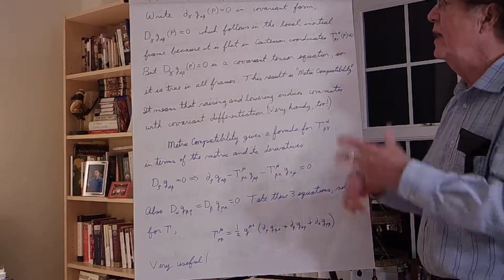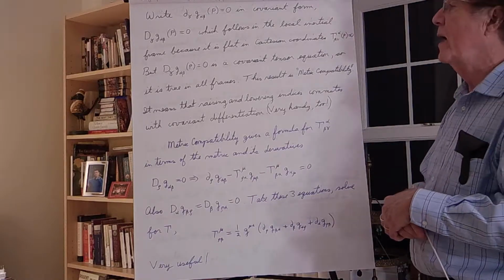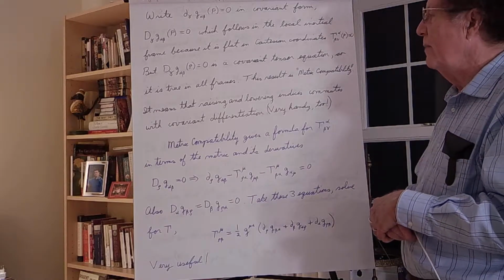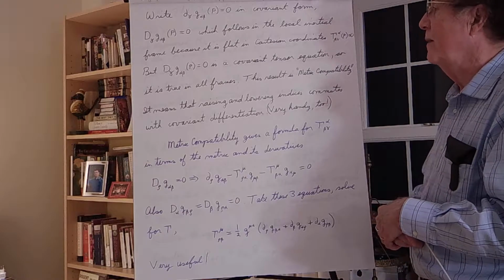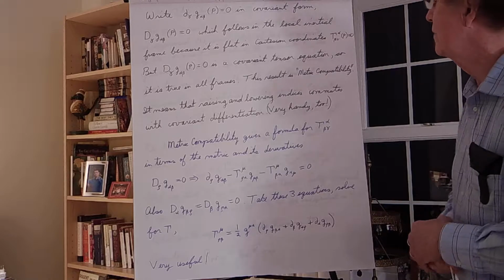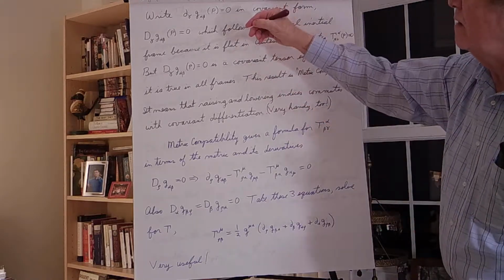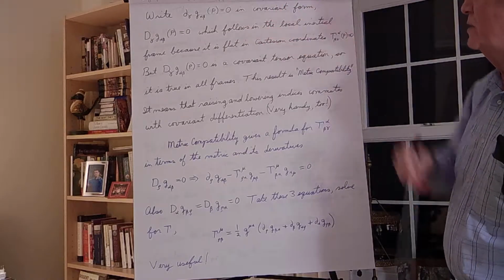That's our philosophy. That's the way we deal with generalizing tensor statements from inertial frames to general frames. This is called metric compatibility, for reasons of history. And it's very useful. It says that the covariant derivative applied to the metric is 0.